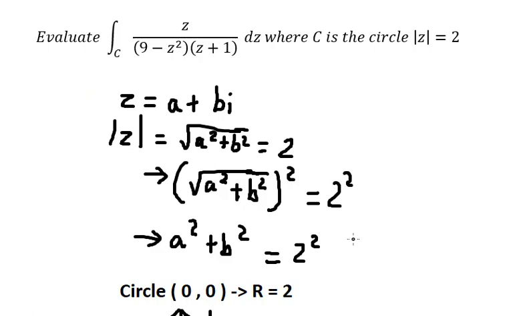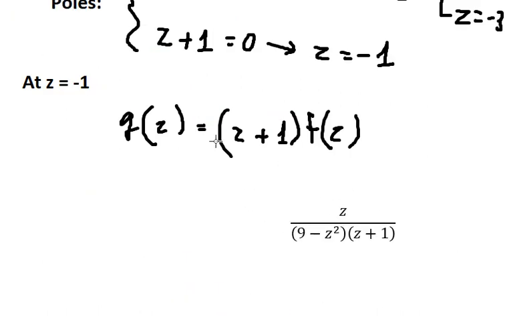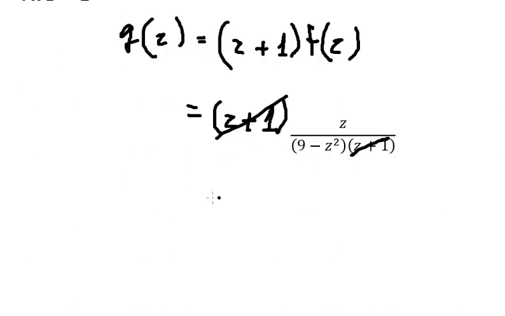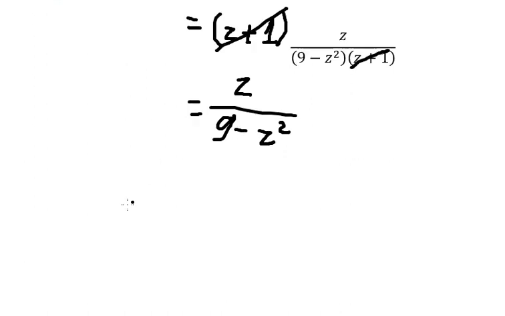F of z is this one. So I will put this one in here, multiplied by z plus 1. So we can simplify this one and this one, and you get z over 9 minus z squared. And now we can find the residue at negative 1.